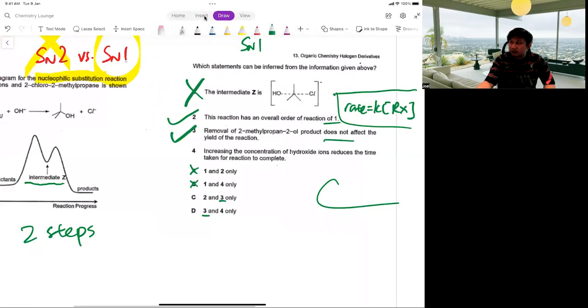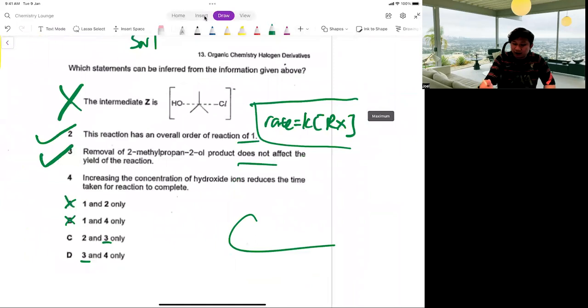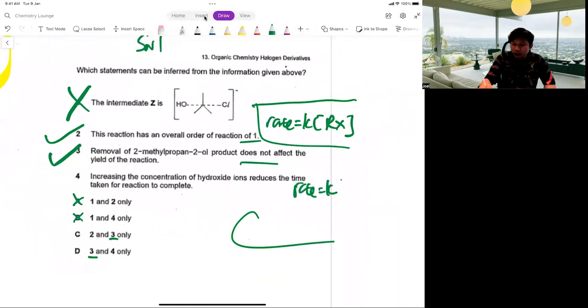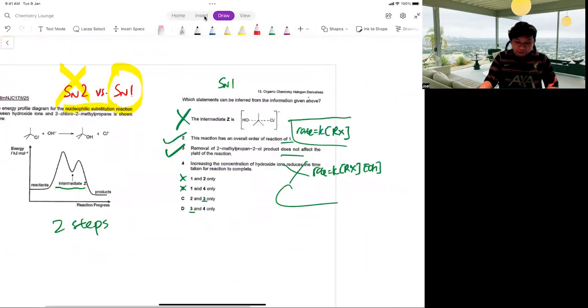If it's SN2, hydroxide ion is there, right? If it's SN2, the rate equals k[RX][OH-], right? Then it affects the rate, because if you put more, the rate is higher, which means reduce time. Higher rate means less time, but this is not even SN2, so nothing. Okay, let's go.